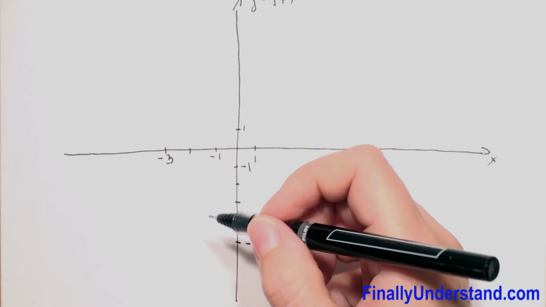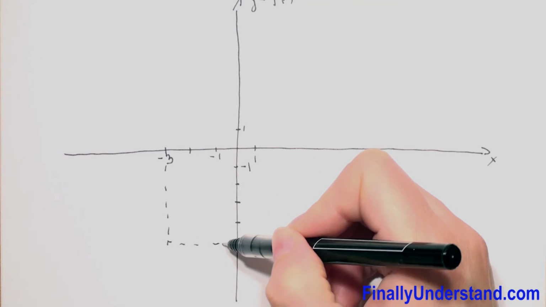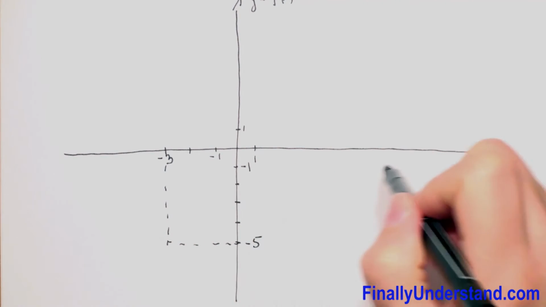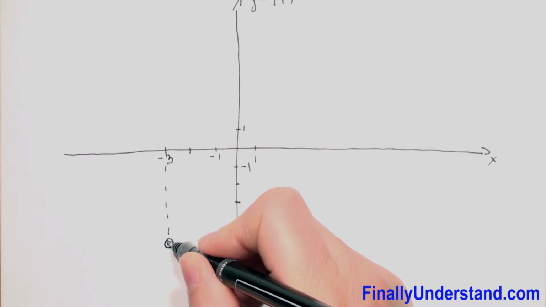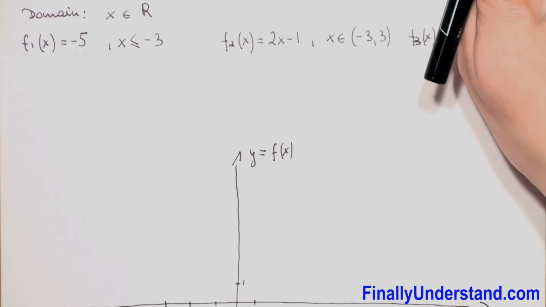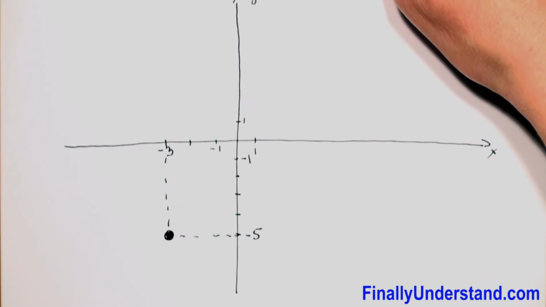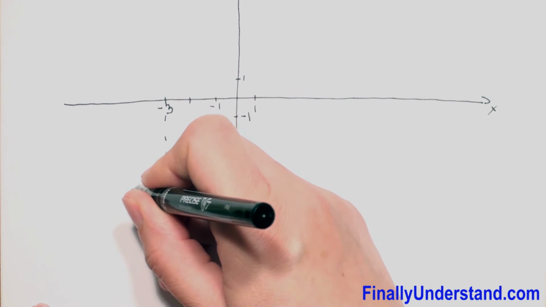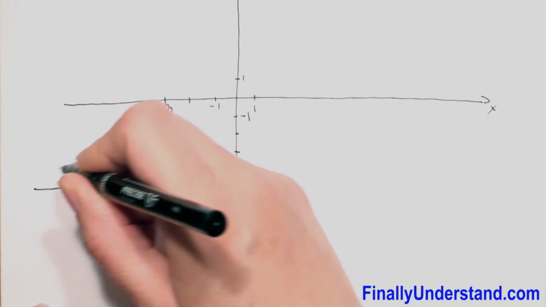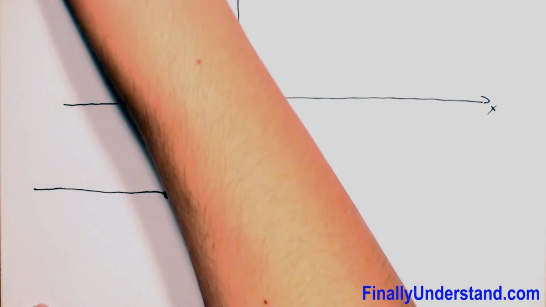And we have to start draw straight line parallel to x-axis, and this point negative 3 is included because we have sign x is less than or equals negative 3. So we have line parallel to x-axis. This is our first function.